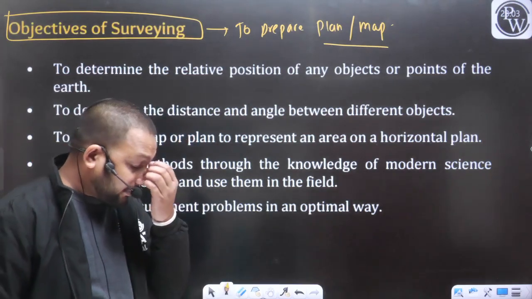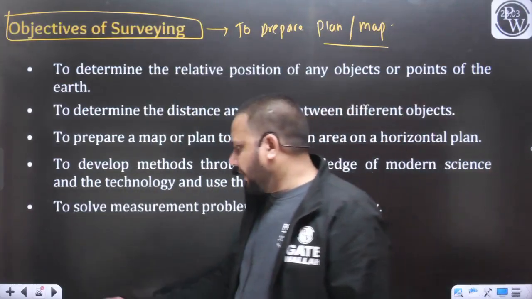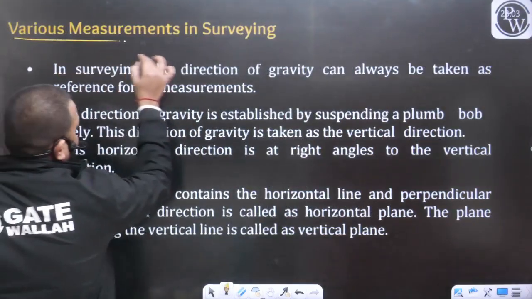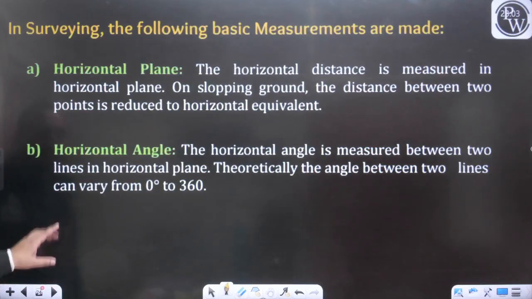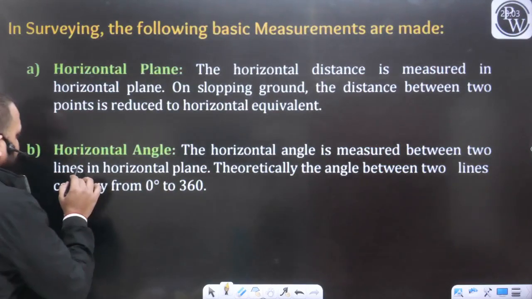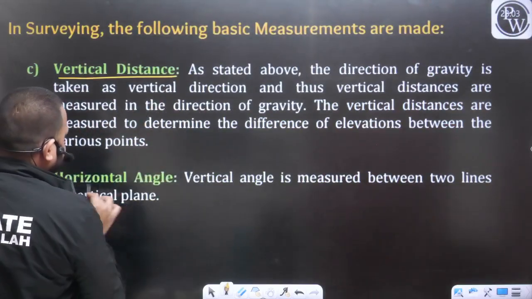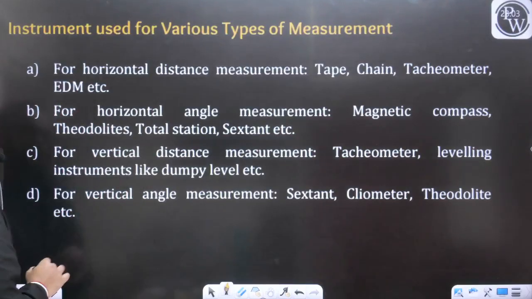This was the fifth topic of the fundamentals of surveying. Now let's move to the last topic. Yes, that we have already covered. What are the various measurements that we are going to perform? So we will perform the horizontal angle. We will perform the vertical distance, horizontal angle. Yes, these are the measurements.